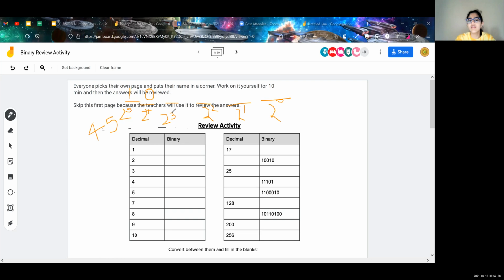This place value over here is 8, right? 2 to the power of 3, or 8. And 8 is less than 13, so we put a 1 here. Now we subtract that 8 from 13, and we get 5. So over here we see that this place value is 2 squared, or 4, and 4 is less than 5, so we put a 1 here, because 2 to the power of 2 fits into 5, right? So now we subtract 2 squared from 5, and we get 1.